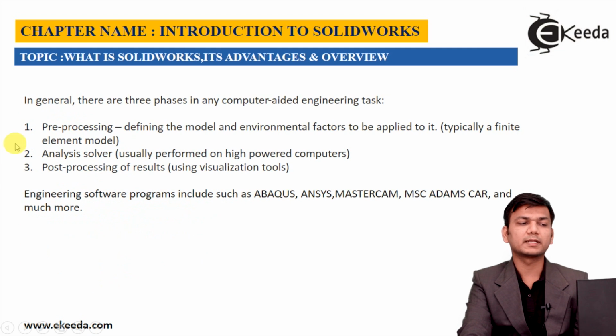Now, in general, there are three phases in the computer aided engineering task. First is pre-processing, that is defining the model and environmental factors to be applied on it. That is basically creating a model, applying the mesh and applying the forces or stress on the points we want to find out. It's typically a finite element model.